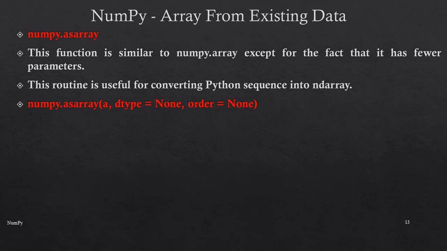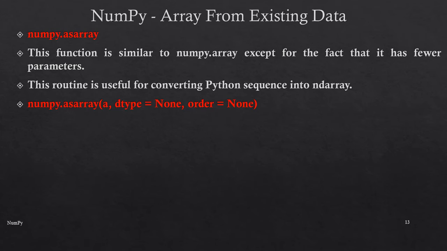The next concept of the numpy package: how an array can be created from existing data. For that, the method used in the numpy package is numpy.asarray. And the asarray function is very similar to the numpy.array function. The numpy.array function is to create an n-dimensional array, and the asarray function is also similar to the numpy.array function, except that it has fewer parameters. This routine is very useful for converting a Python sequence. We can either convert a list or any sequence to an n-dimensional array. For that, we can use this asarray method.